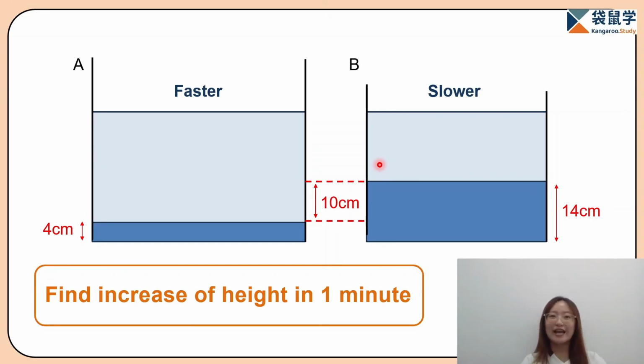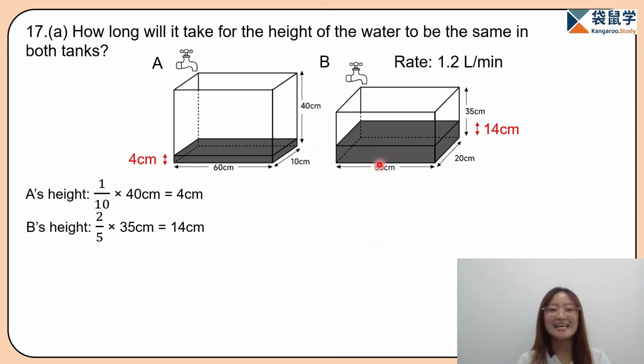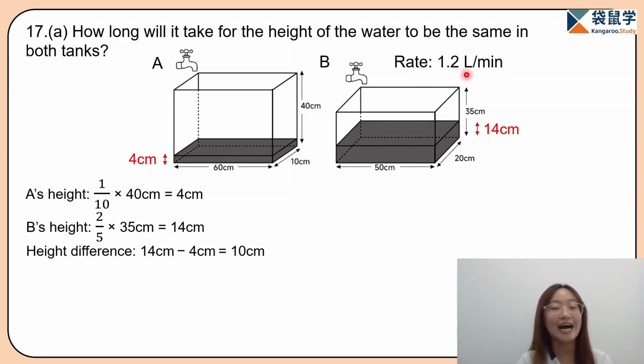So let's take a look at our question again. So here is the difference that we have found. And the question gave us the rate of 1.2 liters per minute. So this will mean that in 1 minute, there is 1.2 liters of water coming out. So what is this in centimeter cube? It will be 1,200 centimeter cube per minute. And since they both have the same rate, they will both increase by 1,200 centimeters cube in 1 minute.